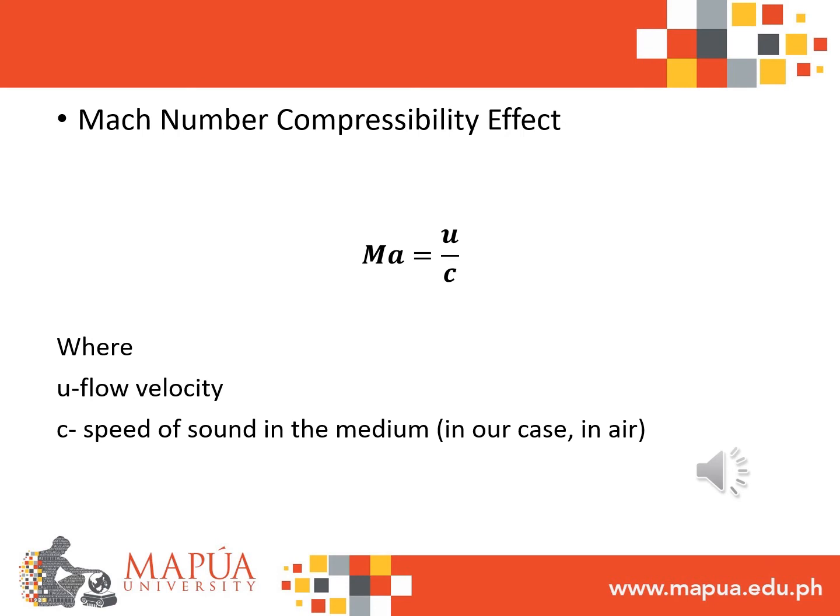Subsonic condition happens when Mach number is less than 1. In the lowest subsonic condition, incompressibility of the fluid can be assumed. When the Mach number is greater than 1 but less than 5, it is called supersonic. At this condition, the compressibility of the fluid is important. For most objects, the drag coefficient will significantly increase at Mach number equal to 1.